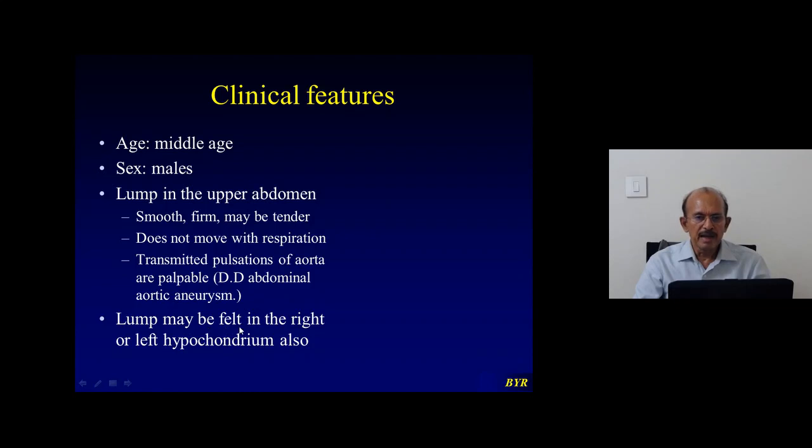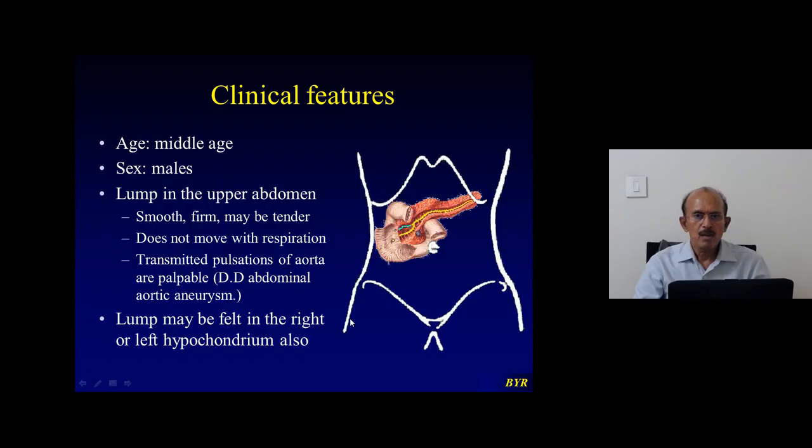The lump may be felt in the right or left hypochondrium also, depending upon whether it is arising from the pancreatic head or pancreatic tail. If it is from the body of the pancreas, it will be in the midline. If it is from the head, it will be felt in the right upper quadrant of the abdomen. If it is from the tail, it will be towards the left upper quadrant of the abdomen.